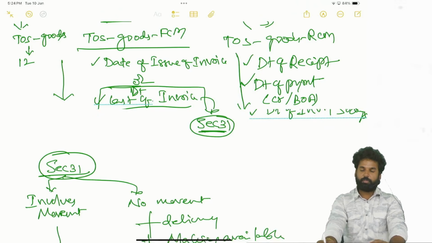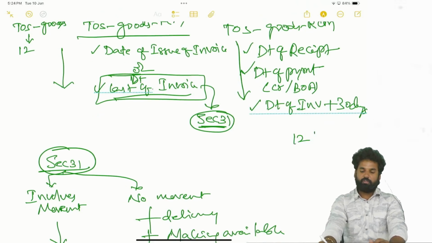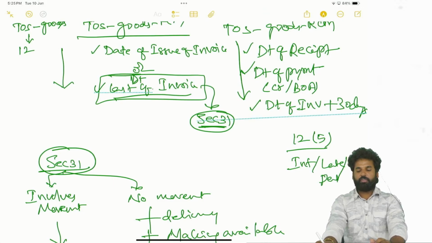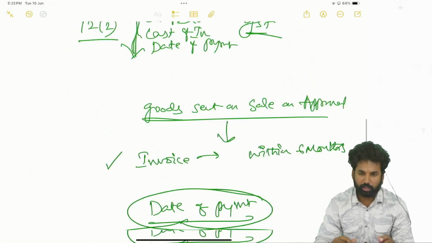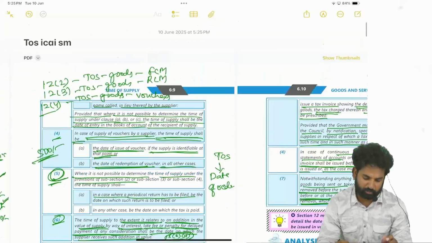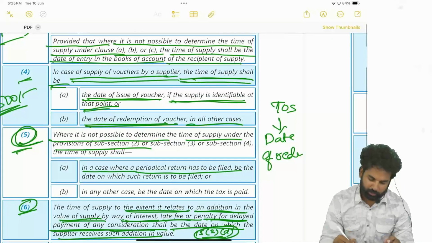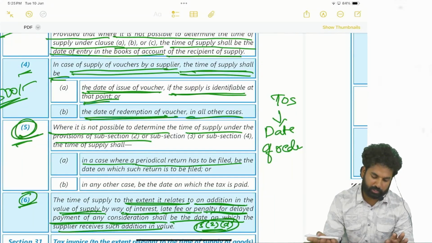Whenever it is a case of interest, penalty, late fees, likewise. So 12 subsection 5, in case of interest, late fees, penalty, etc. Whenever you are receiving such interest, whenever you are receiving such late fees, that will be the time of supply. That is the provision, section 12 subsection 5. What is there? Sorry, 6, that is under 5.